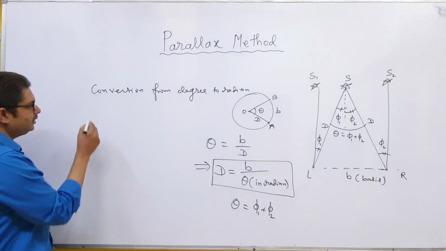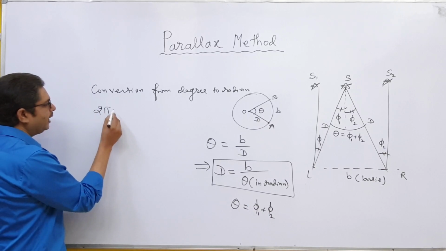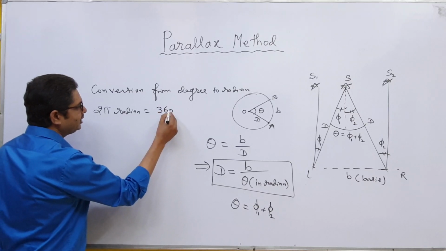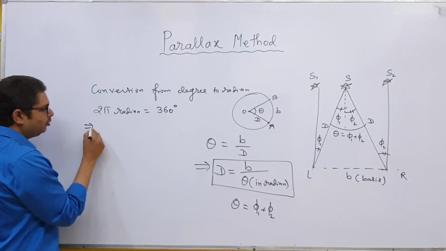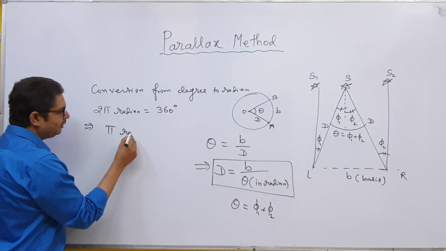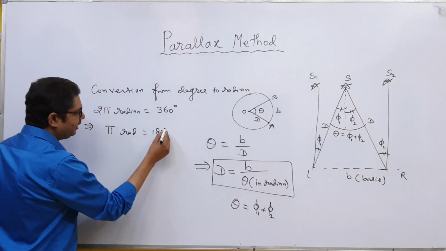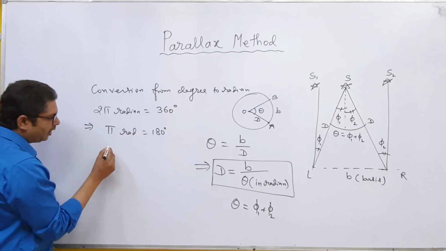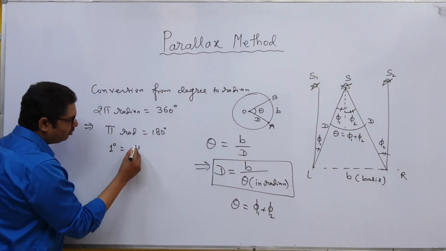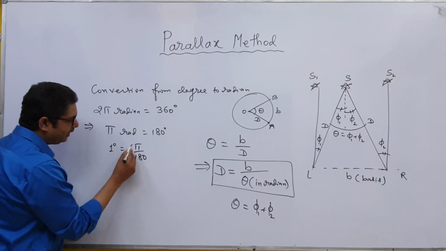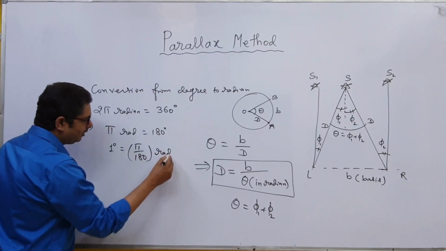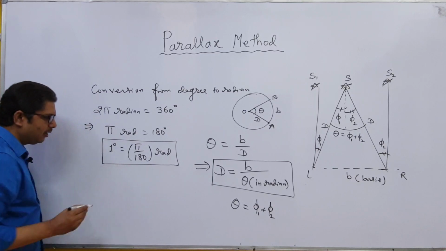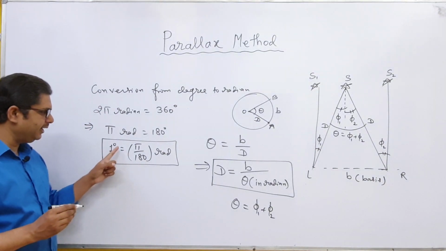The conversion is 2 pi radian is equal to 360 degree. So you have pi radian is equal to 180 degree. Now pi radian equals 180 degree, so you have 1 degree equals pi upon 180 radian. This will be the first formula. So here you have the conversion between degree and radian.